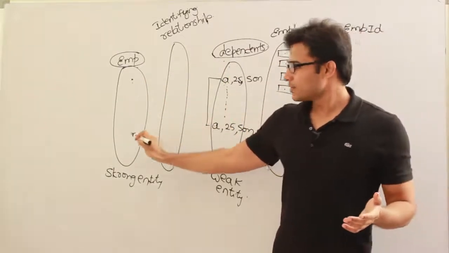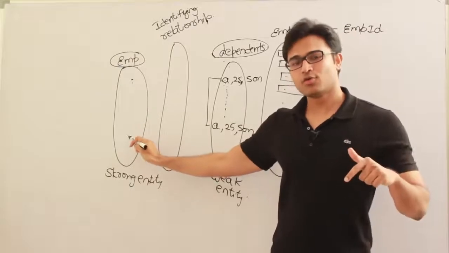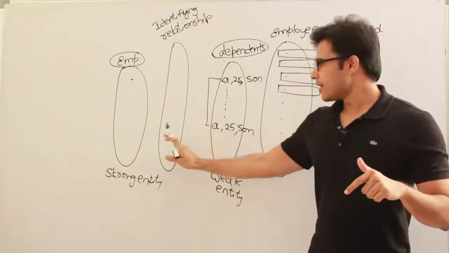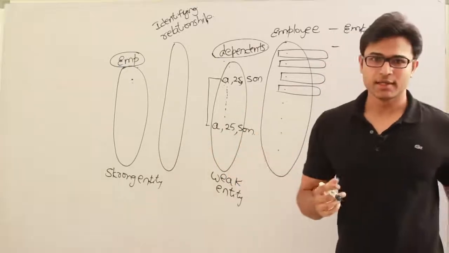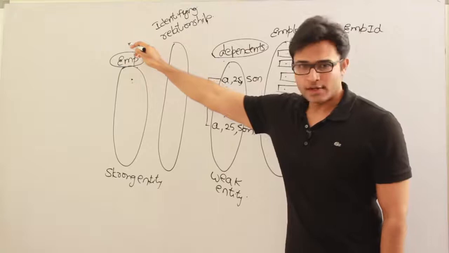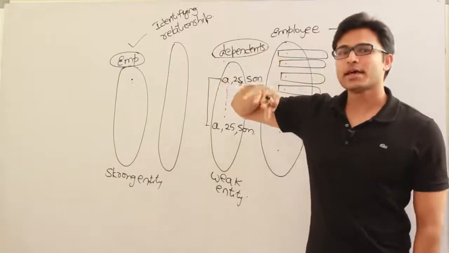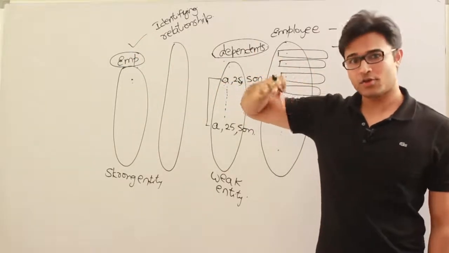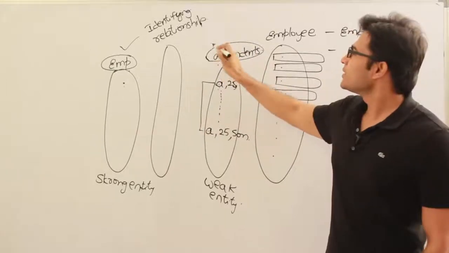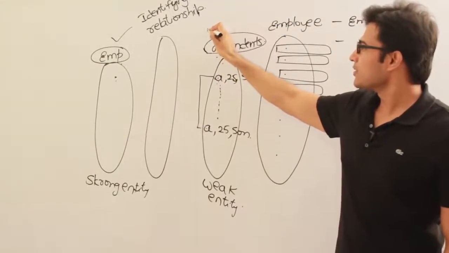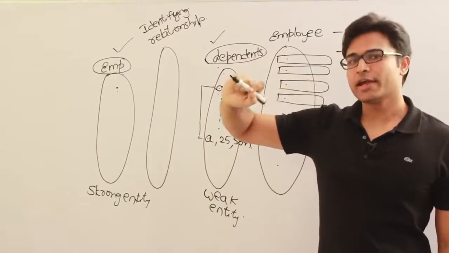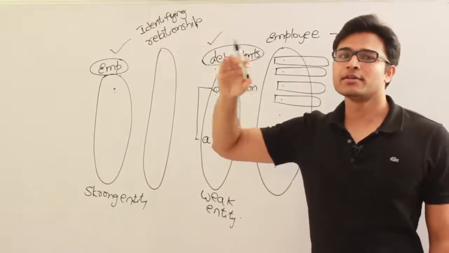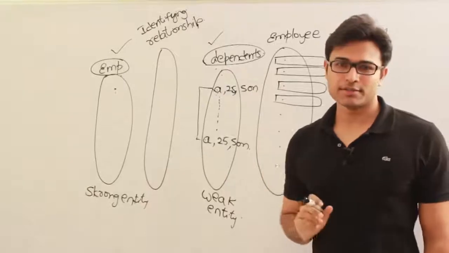And there might be some employee for whom there may be no dependent at all. Now how do we represent it? See, this is called a strong entity. Any entity which has a primary key attribute is called a strong entity, and any entity which does not have a primary key attribute is called a weak entity, right? So what is a key attribute? It is used to identify an entity uniquely, that is the uniqueness constraint.